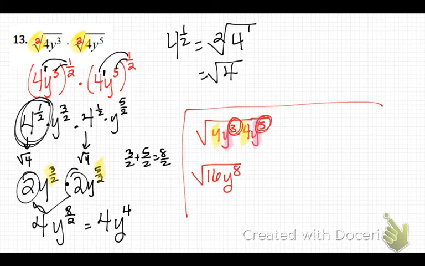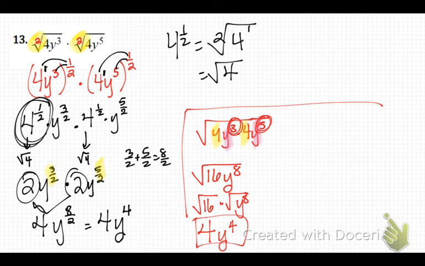Good. So this is like saying the square root of 16 times the square root of y to the 8th. I don't have to break it up like that. I'm just doing it to show you. What is the square root of 16? 4. Thank you, April. And what is the square root of y to the 8th power? How many times does 2 go into 8? 4. That's how I get that as the answer. And they're the same. It's just two different methods.